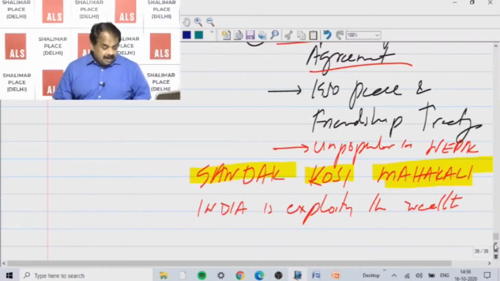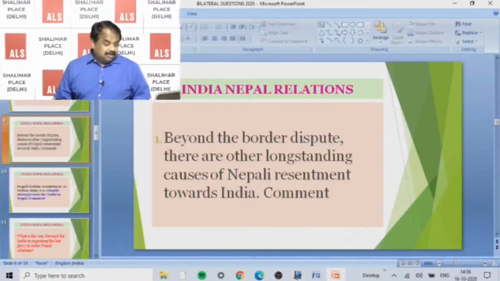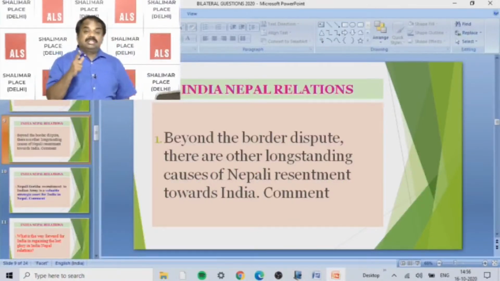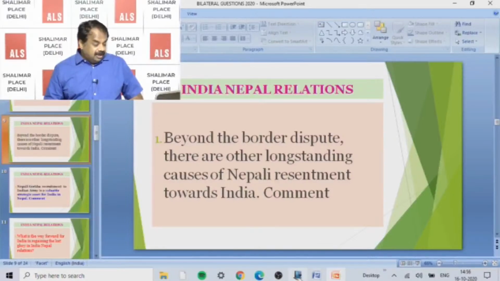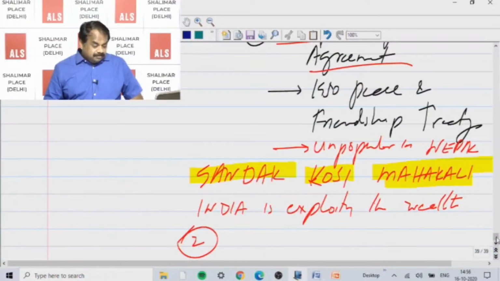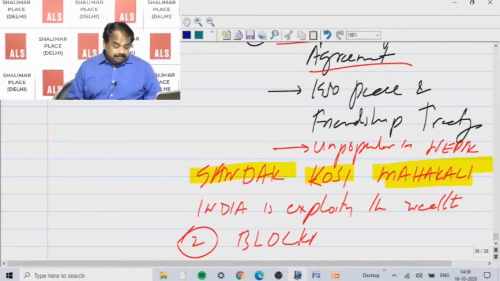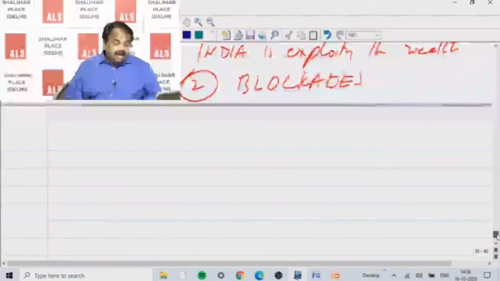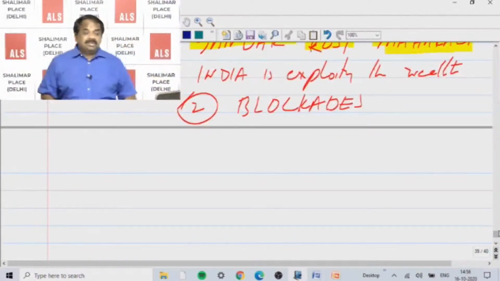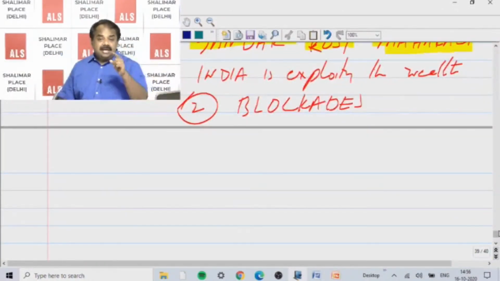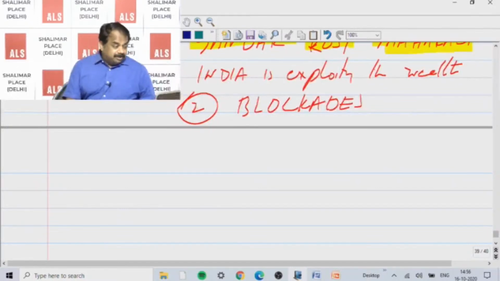That is number one. Number two, what is the question? The question is, beyond the border dispute, there are other long-standing causes for Nepali resentment towards India. So that is what we are talking about. So the second issue is the issue of the blockades, as I already mentioned. Nepal lost faith in India. The ordinary citizens have lost faith in India because they know that at any time, India may resort to an economic blockade.